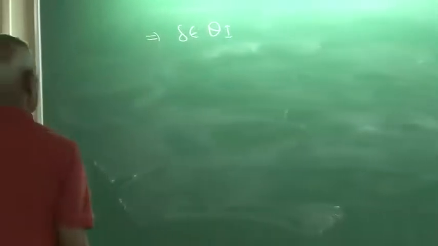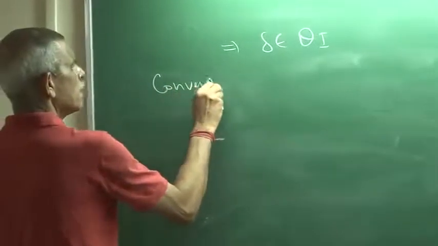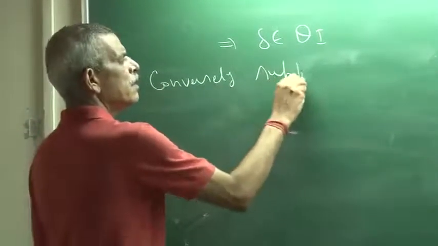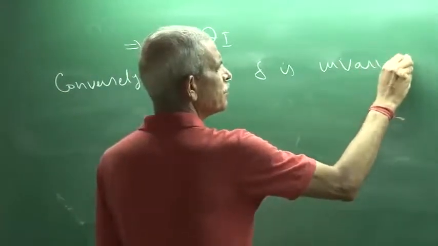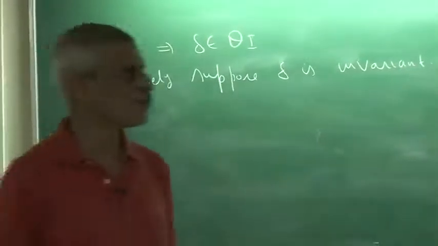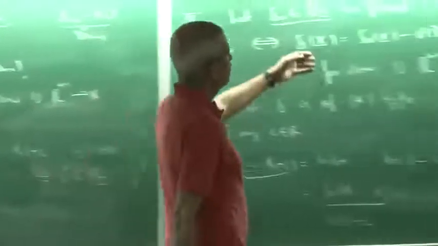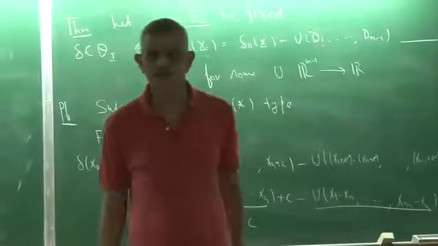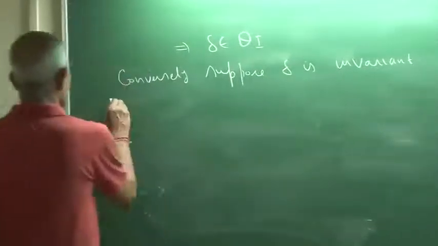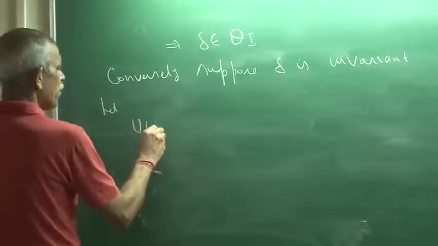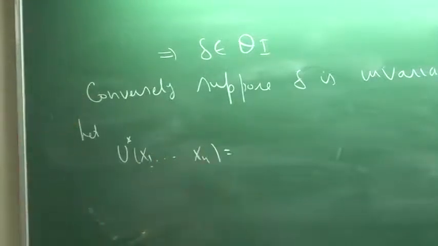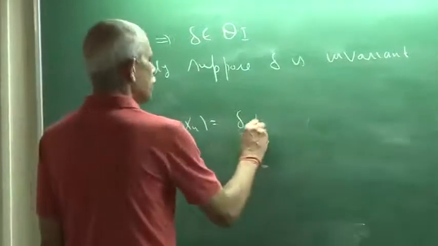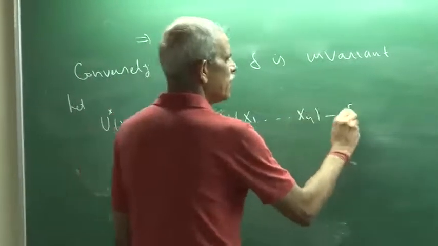Now, conversely, suppose delta is invariant. So I have to show that delta is of this type for some function u. So I have to guess what u would be. Let u star of x1, x2, ..., xn be nothing but delta naught of x1, x2, ..., xn minus delta of x1, x2, ..., xn.